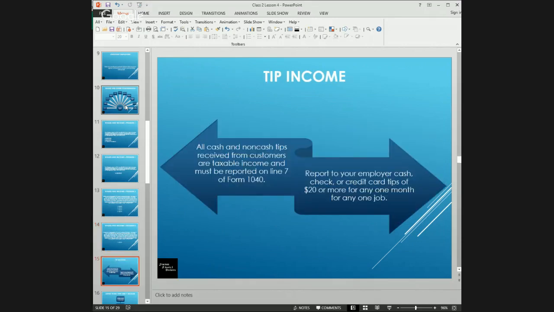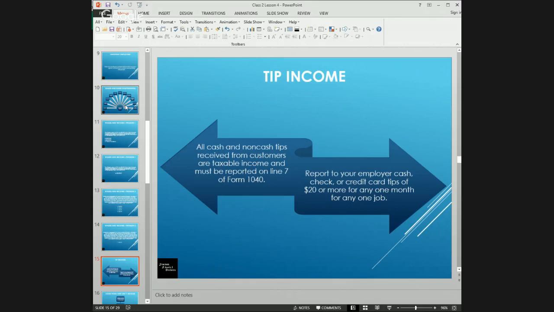Now I'm going to speak about tip income, and this is what we're going to say in this particular course. There is an in-depth course that's going to go into the specifics of tip income. All cash and non-cash tips that are received from customers are taxable income, and they must be reported on line 7 of Form 1040. You should report to your employer cash, check, or credit card slips that are more than $20 for any month for any one job.